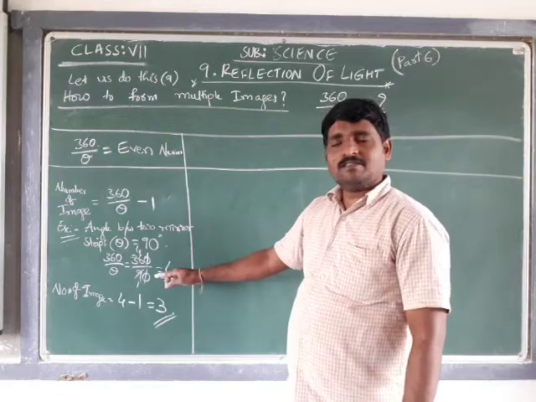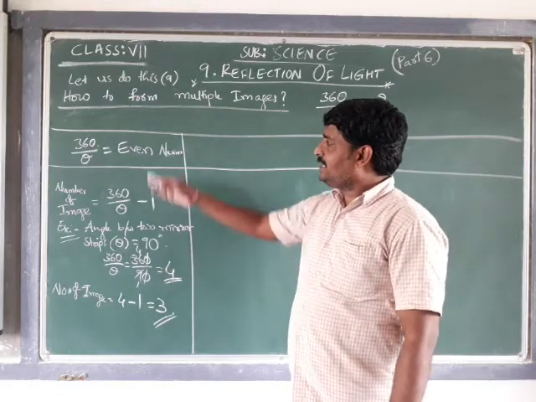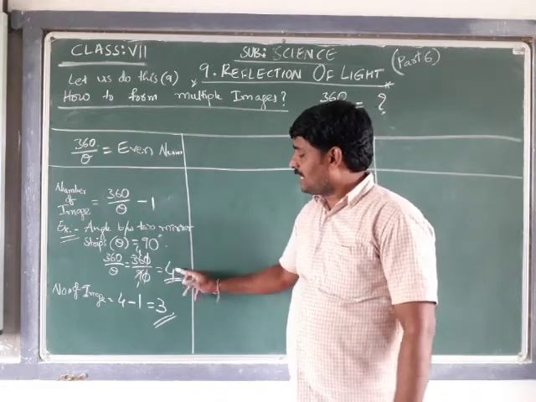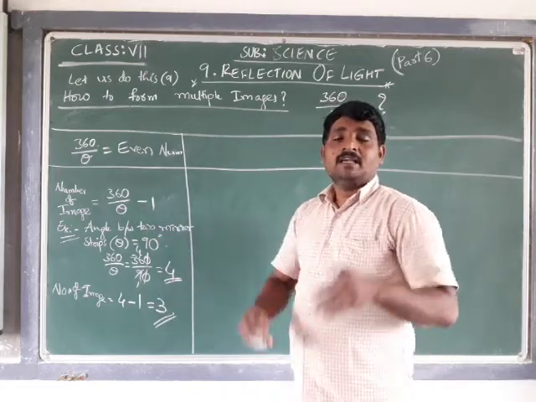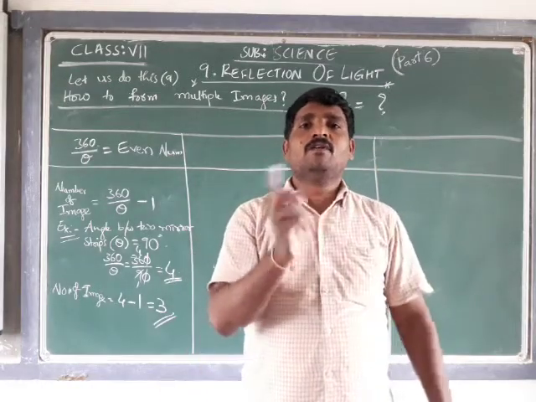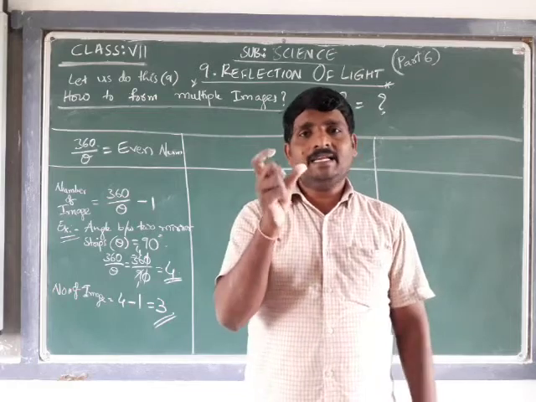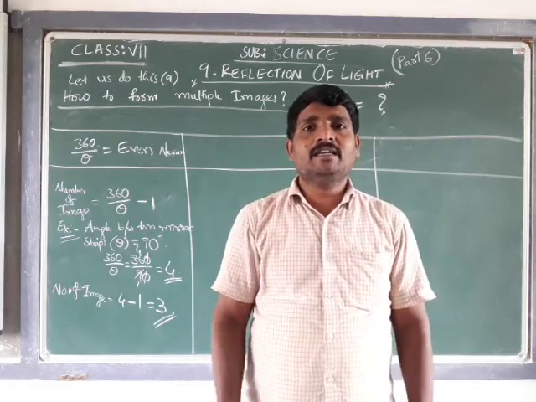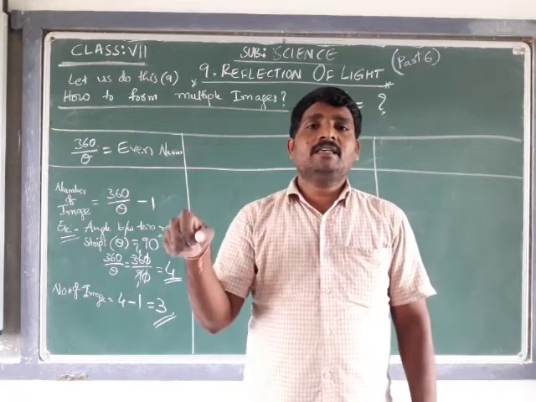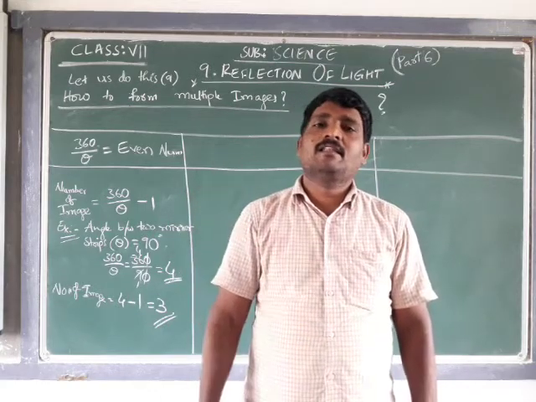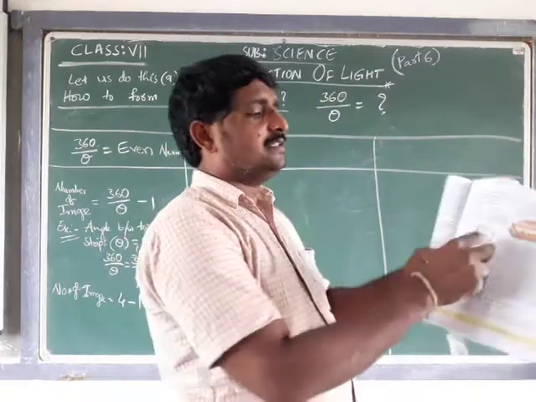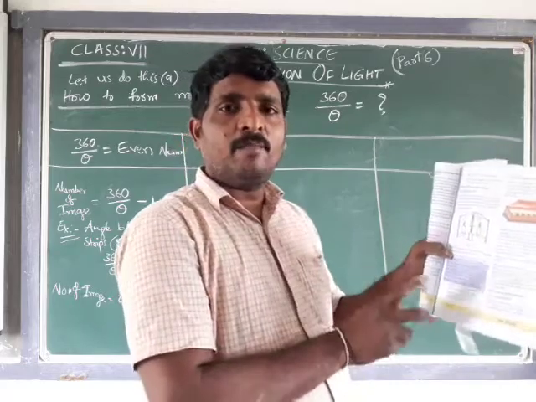Depending on the nature, first we have to calculate. If it is even, then we take the value of 360 by theta and subtract 1. So 3 images. If the angle between two mirror strips is equal to 90 degrees, then 360 by theta is equal to 4, minus 1, so 3 images we are going to get. See, if this is 90 degrees, 1, 2, 3 images are going to form in that.